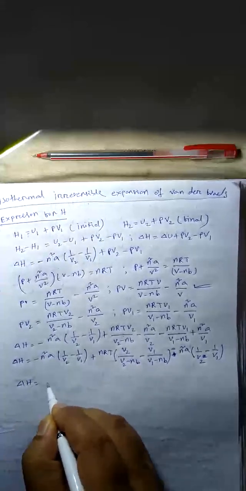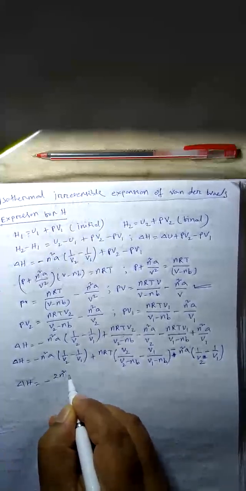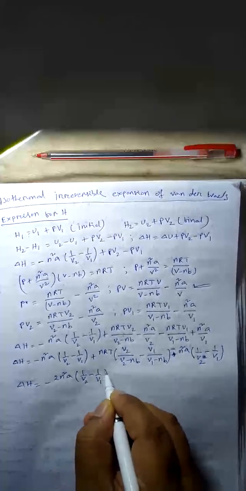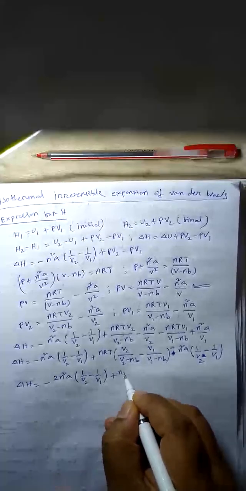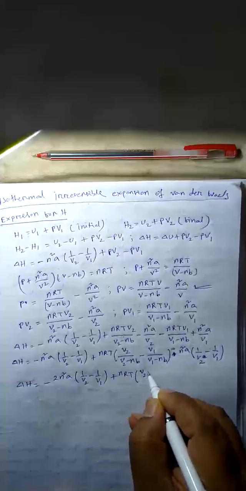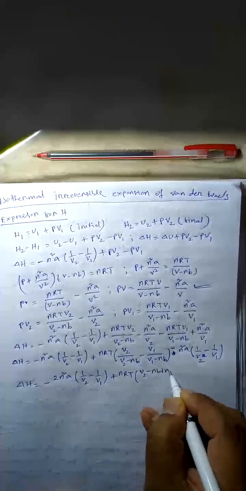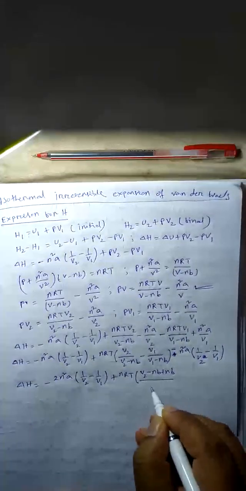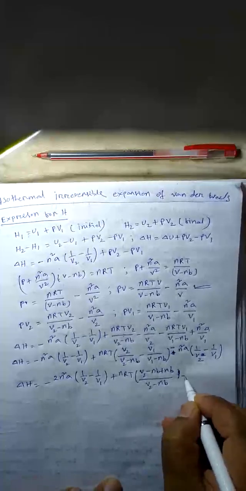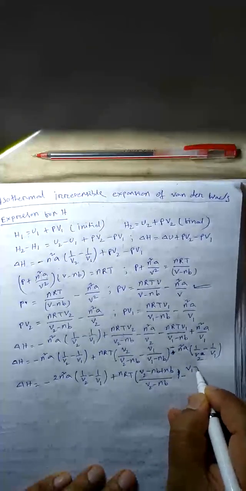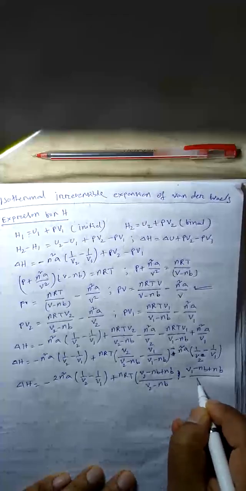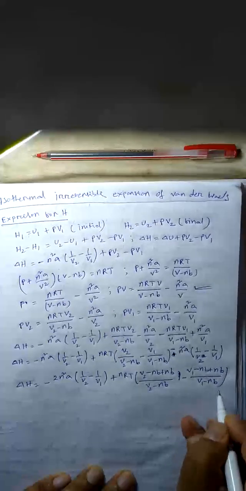Then delta H is equal to minus 2n squared a times (1/V2 minus 1/V1), plus nRT times [(V2 minus nb) plus nb, then NB cancels, same thing we get, no problem. V2 minus nb, minus (V1 minus nb) plus nb minus nb plus nb, divided by (V1 minus nb)].